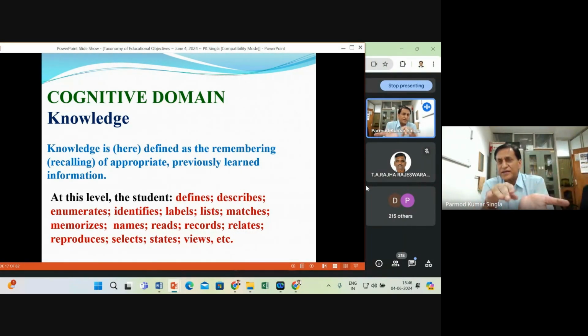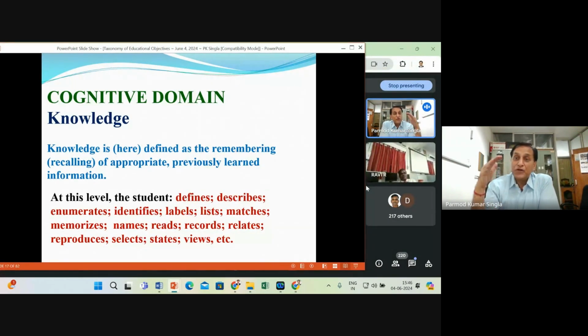Now, these are the action verbs, and this is not an exhaustive list. I have taken some of them, and these are not absolute. Certain action verbs mentioned at knowledge may appear in the comprehension level and application level also, depending upon the context in which they are used. But generally speaking, these are the action verbs if you are talking about the intellectual capability of the student at the level of knowledge.